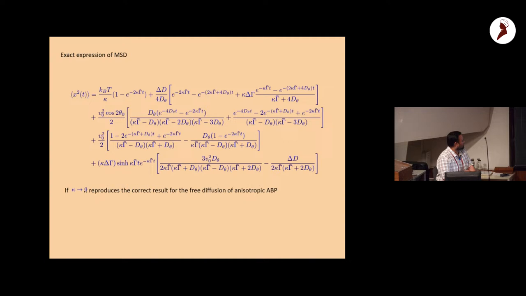And in this expression, if we put kappa tends to 0, that means the stiffness coefficient is going to 0, and it is behaving like a free particle, it will give the exact result for the free diffusion of anisotropic ABP.